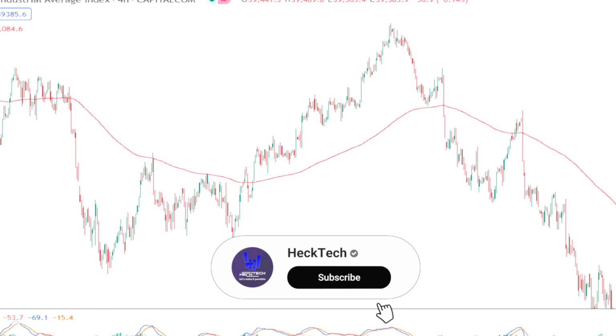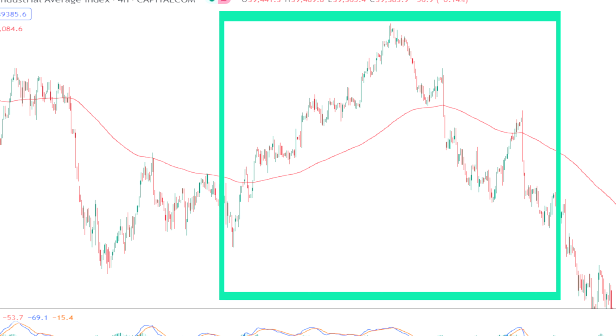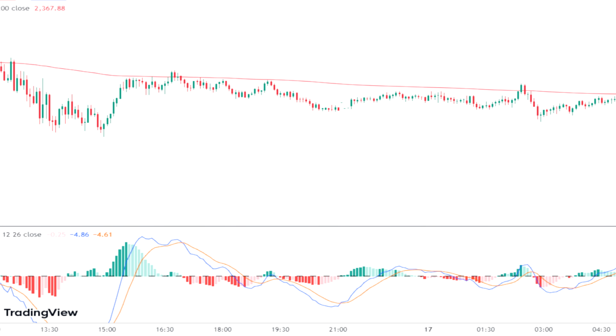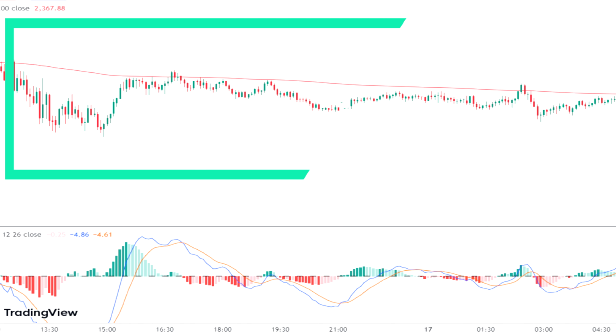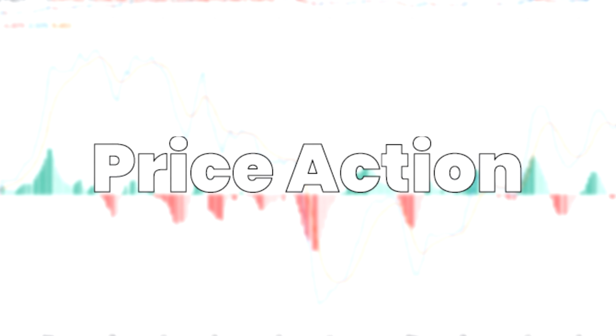This MACD strategy combined with a 200-day moving average works extremely well only if there's a lot of money in the market. So as you can see here, the chart is moving sideways and lost almost all of its upward momentum, and the MACD is giving lots of false signals. If you traded here, odds are you probably lost money. To fix this issue, we have to combine the MACD with price action.